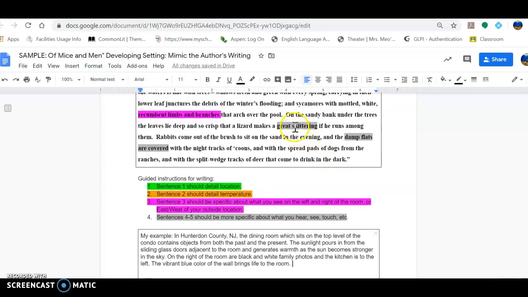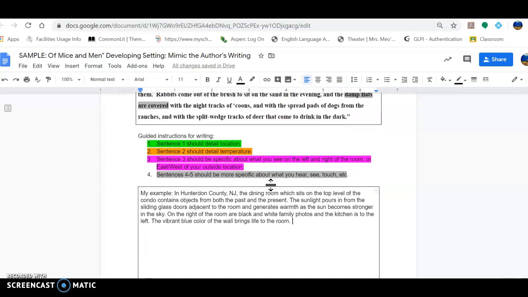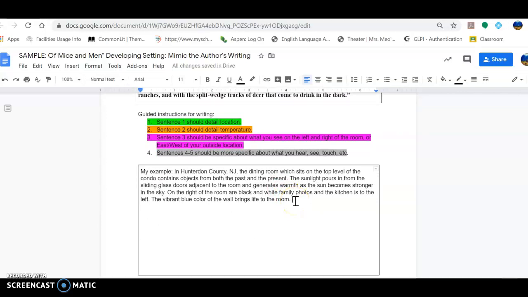Because we see here that Steinbeck talks about the surroundings, and he mentions that there's a great skittering. And that's the lizard running across the trees and the sandy bank. So I'm going to go ahead and detail my space doing something similar, talking about the sounds. There is a constant hum of a small water fountain coming from the corner of the room.